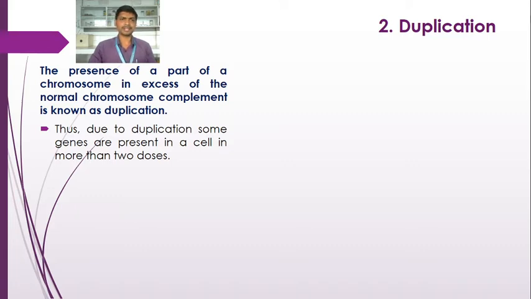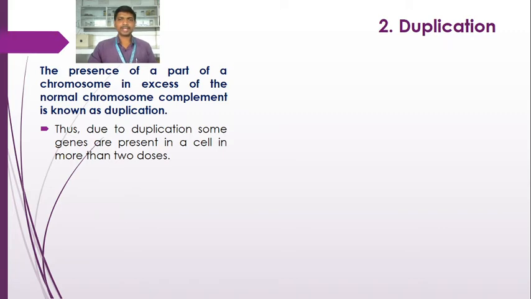So, duplication is the presence of a part of a chromosome in excess of the normal chromosome complement. During duplication, a part of a chromosome that is in excess of the normal chromosome complement has been added to the chromosome. Such type of structural change is called the duplication.